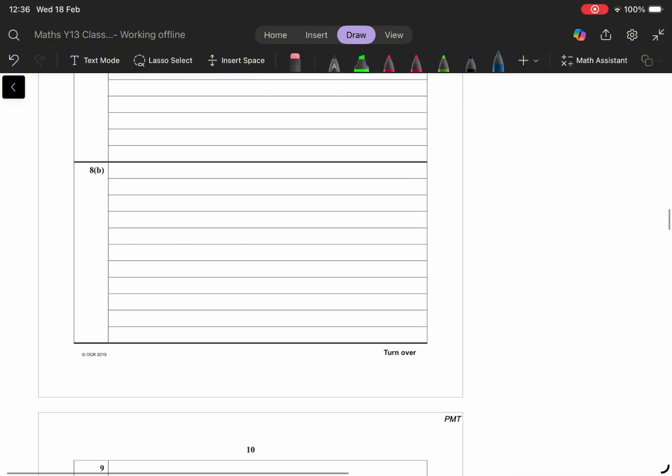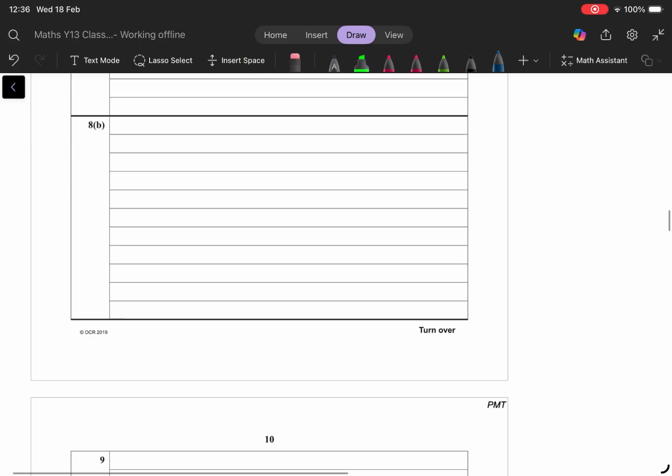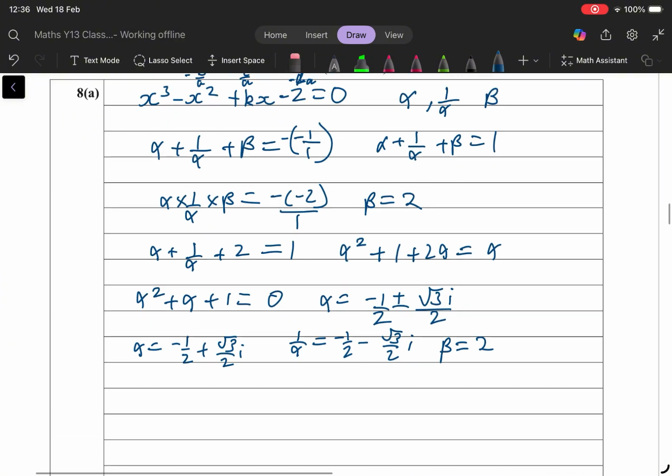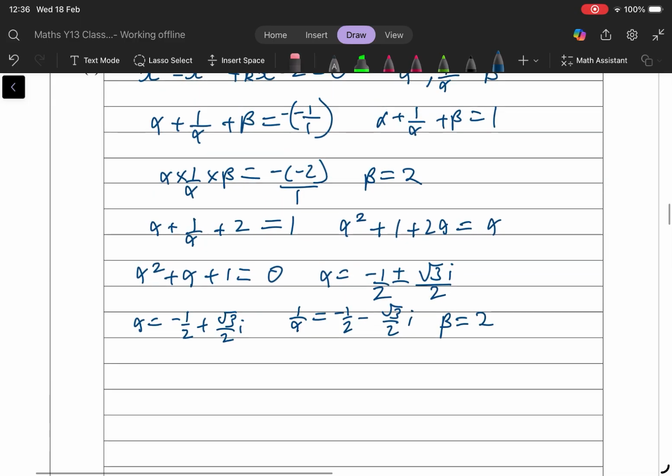So 8b will be to find k, and so now we can just use factor theorem here. So this is just your A-level recap. There's lots of ways you could do this, but I'm just going to use factor theorem since I feel like that's the simplest way to do this.